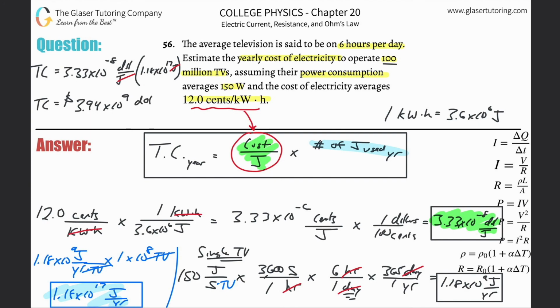That's dollars for all the televisions. We don't even need the dollar word there because I have the dollar symbol. This represents $3.94 billion for a whole year to watch television for The Bachelor.